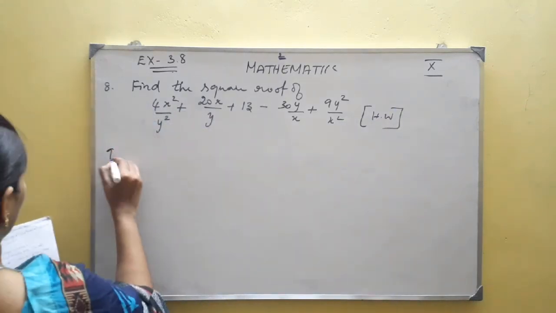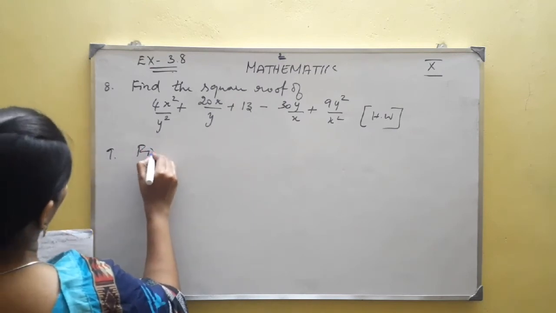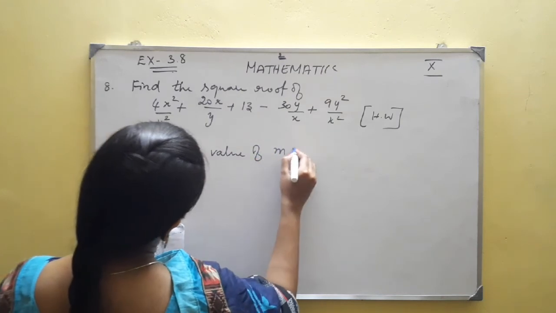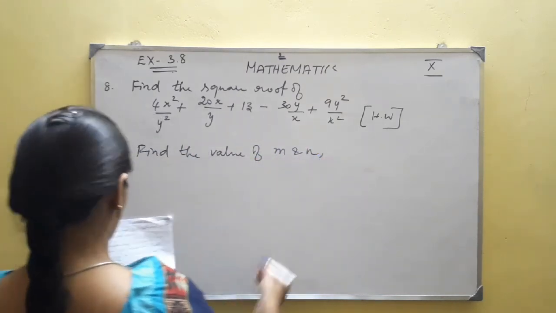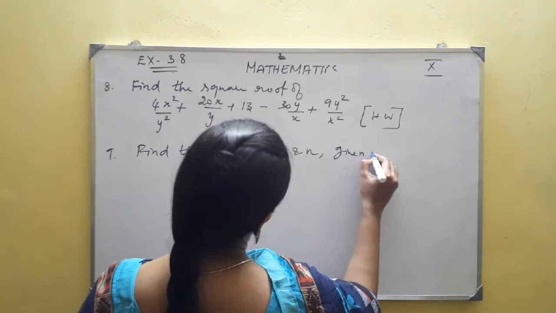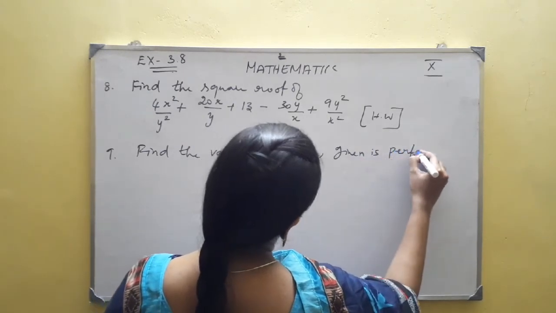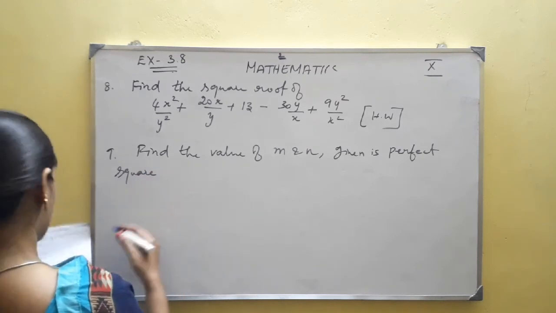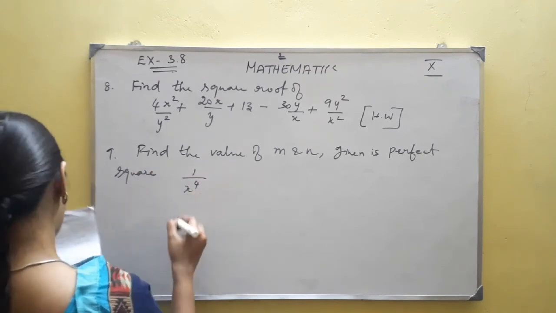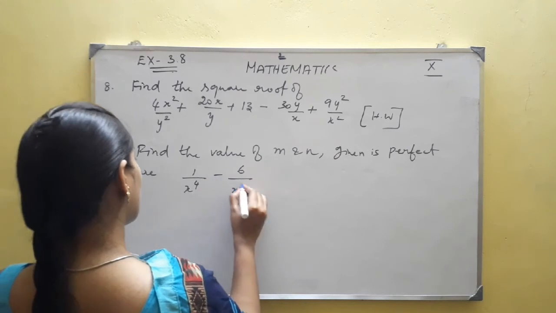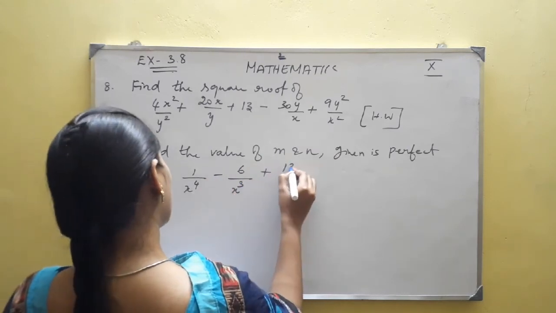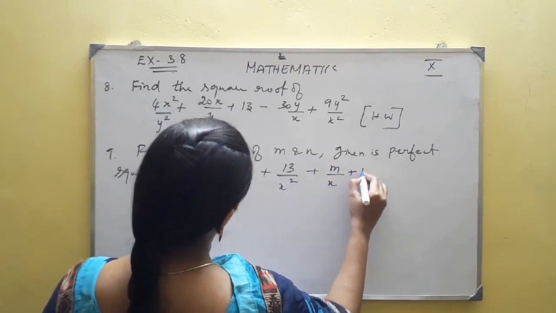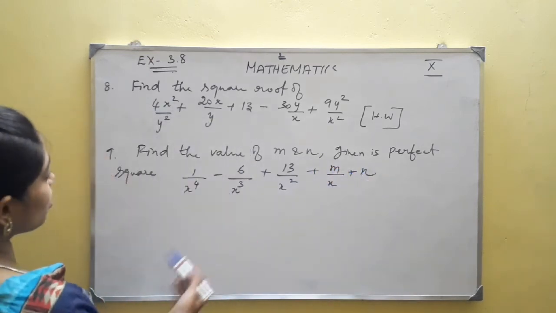Now find the value of m and n given as perfect square. So the given is 1 by x power 4 minus 6 by x cube plus 13 by x square plus m by x plus n. Okay, I will do this problem, the 9th one.